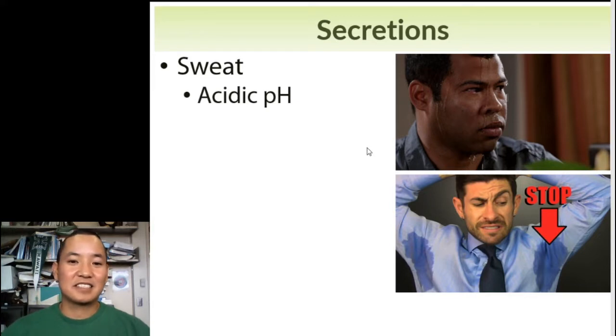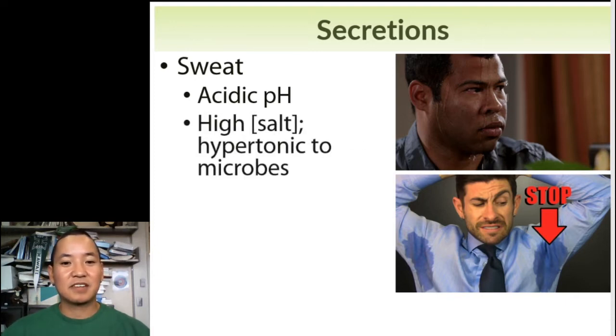So sweat has an acidic pH. Again, things have an optimal pH to operate at, even our cells and even bacteria, but sweat is acidic. So it helps to prevent the growth of bacteria and pathogens that don't like acidic conditions. It also has very high salt concentrations. So what does that mean?